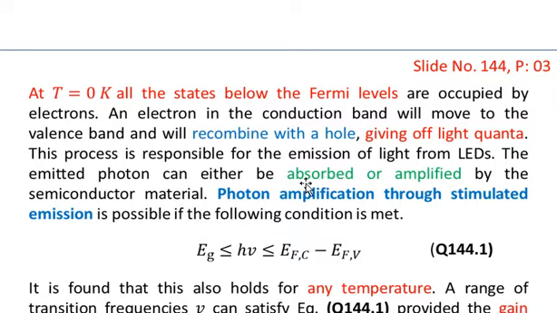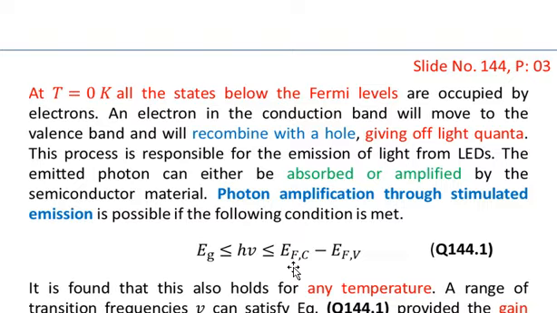The emitted photon can either be absorbed or amplified by the semiconductor material. So you see that if there is no stimulated emission process, then this photon could be absorbed by the semiconductor material itself, or it could be amplified if there is a stimulated emission process going on. Photon amplification through stimulated emission is possible if the following condition is met.